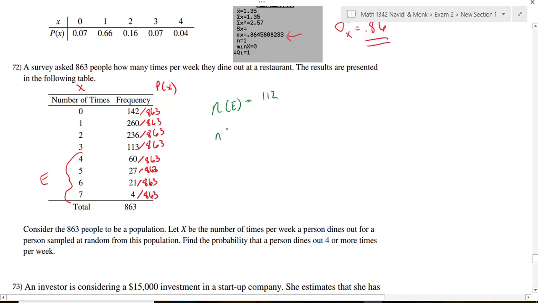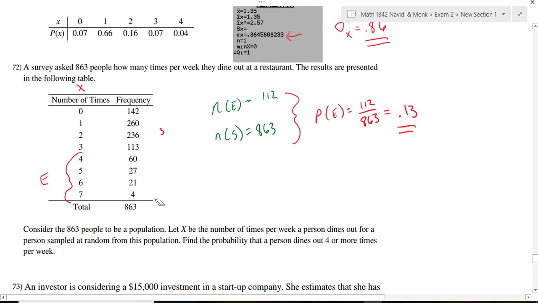The number of elements in my sample space is 863. So the probability of my event is equal to 112 divided by 863. And what do we get for that when we put that in our calculator? 0.13. Because of the way this question was worded, I didn't have to divide each of these to get individual probabilities. I could do that at the end once I got my count. So I take the number of elements in the event divided by the number of elements in the sample space, and that gives me the probability of the event.